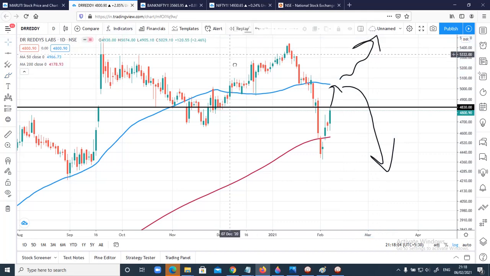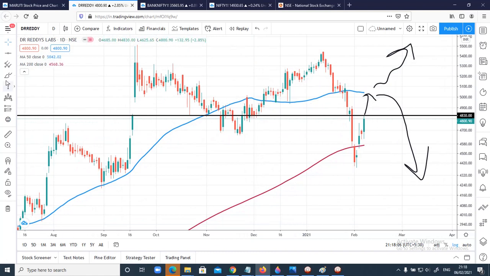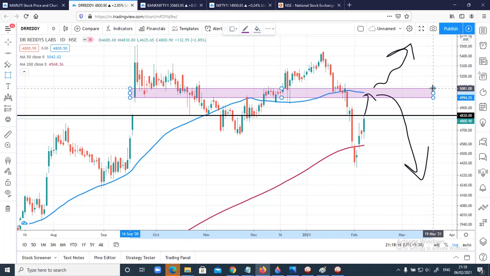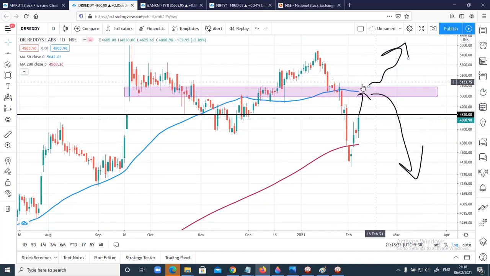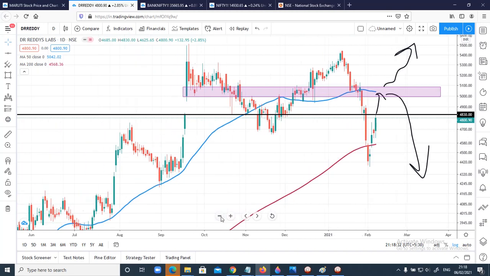So Dr. Reddy has come somewhere near a very deciding point. So probably this level will be very important. This entire area will be very important. You can take it as 5000 to 5100 levels. This can be a point from where we can see a reversal, or once it closes above 5100, we can expect a rally on the upside.